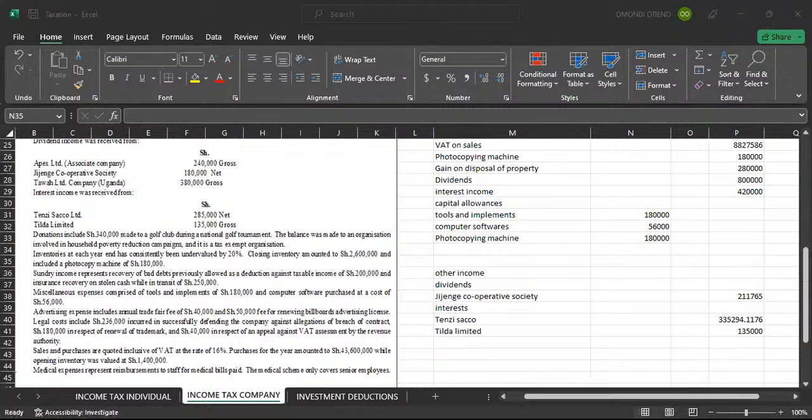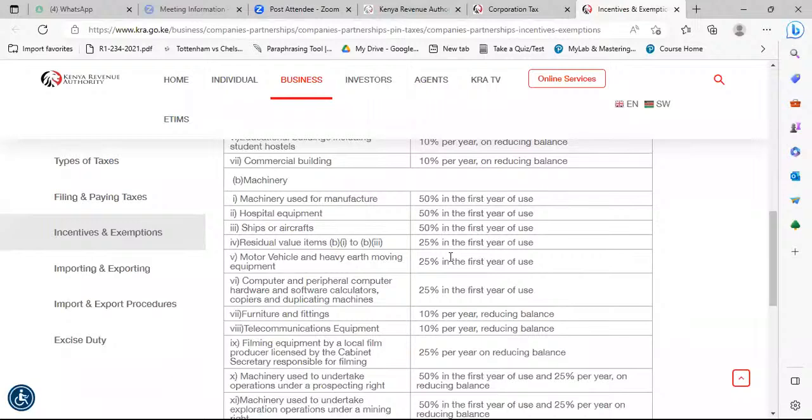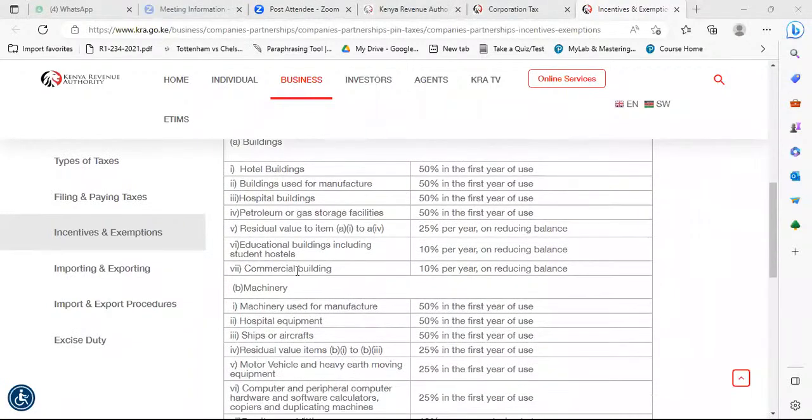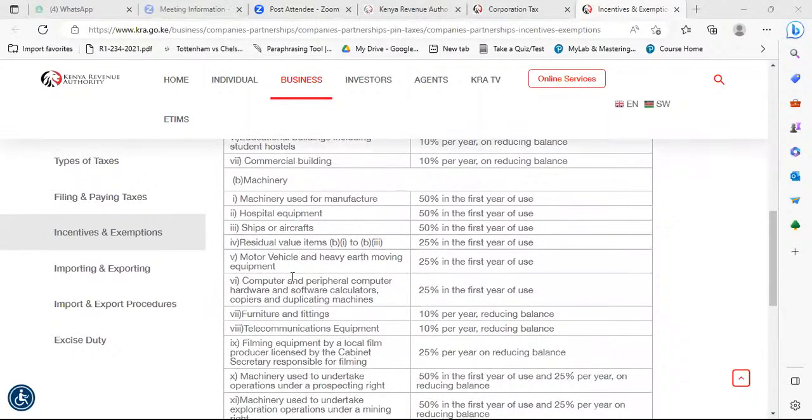So I believe you are able to check using the link which we shared yesterday. But I can still show you that scale here. So that's what we have. Let's look at this scale. We have rates of deductions as follows. We have capital expenditure incurred and the rate of investment allowance. So we have buildings there. We are looking for computer software.